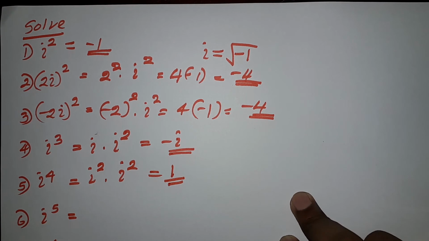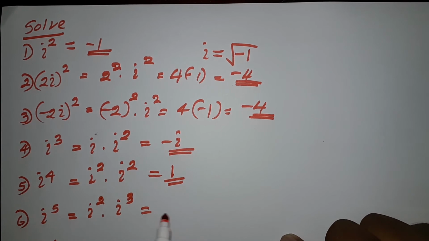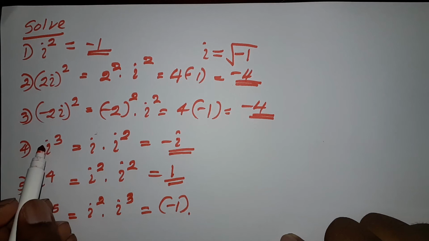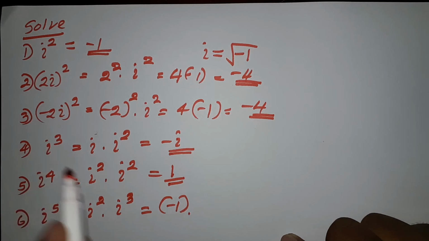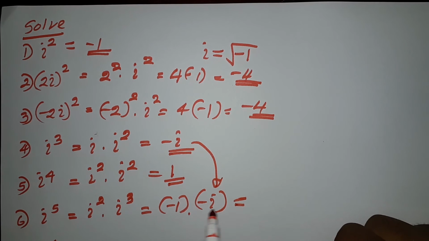i to the power of 5. I'm going to break this into i to the power of 2 and i to the power of 3. i to the power of 2 becomes -1, and from the previous example, i to the power of 3 becomes -i. Together this becomes i.